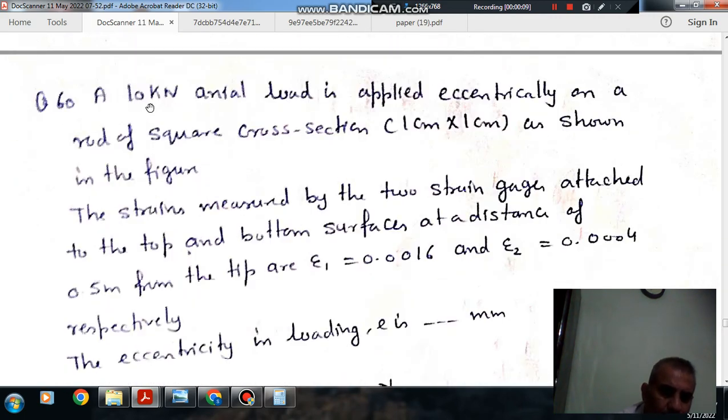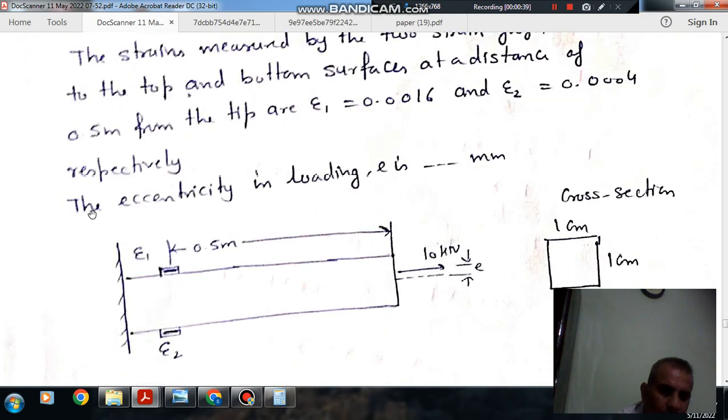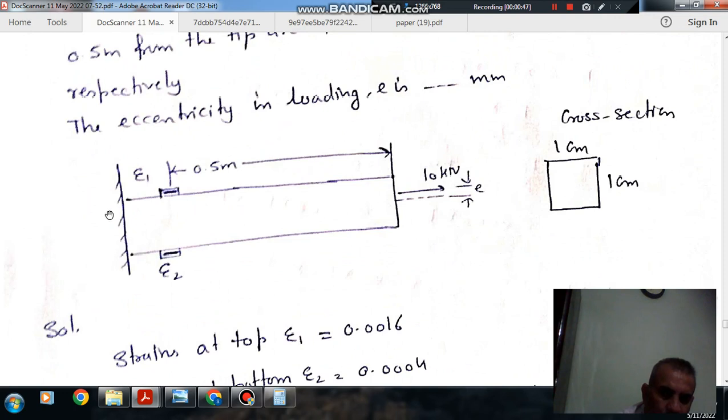Question number 60: a 10 kilonewton axial load is applied eccentrically on a rod of square cross section 1 centimeter by 1 centimeter, as shown in the figure. The strains measured by two strain gauges attached to the top and bottom surfaces at a distance of 0.5 meter from the tip are epsilon 1 equal to 0.0016 and epsilon 2 equal to 0.0004 respectively. The eccentricity in loading is E. E is dash mm.